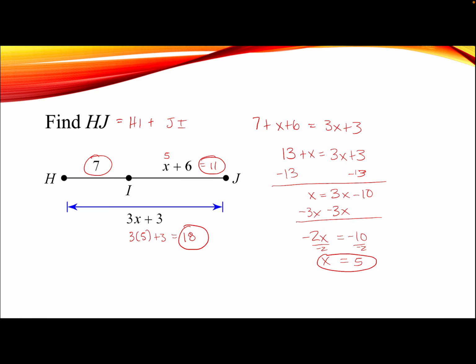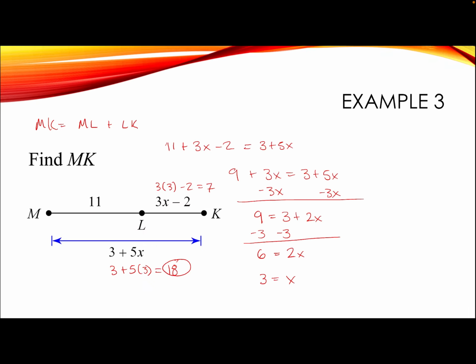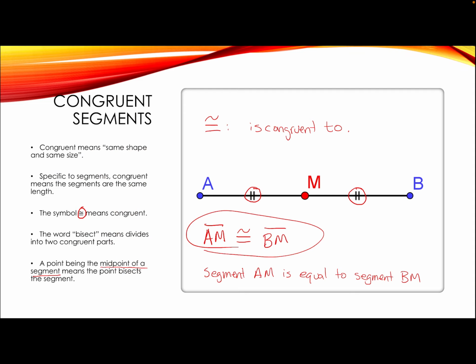The new concept that we picked up is segment addition: if a segment is broken into smaller segments, you can add the two smaller segments together to get the value of the larger segment. And we also covered congruence, and congruence means same shape, same size. It also means that the segment values are equal if segments are congruent.